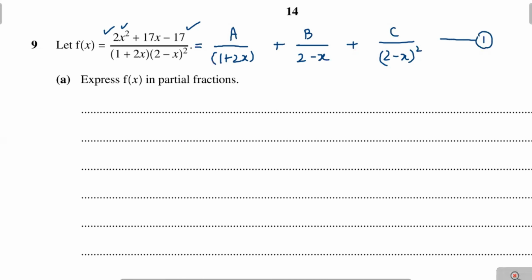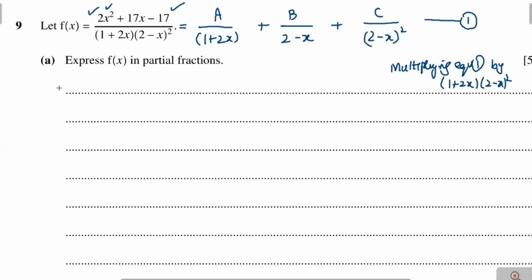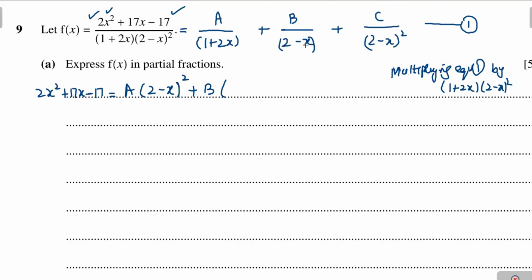Now we multiply this equation by 1 plus 2x into 2 minus x whole squared. Therefore, this equation becomes 2x squared plus 17x minus 17 equal to, when we multiply this fraction by 1 plus 2x into 2 minus x whole squared, 1 plus 2x will be cancelled. We get a into 2 minus x whole squared plus b into 1 plus 2x into 2 minus x, plus c into 1 plus 2x.